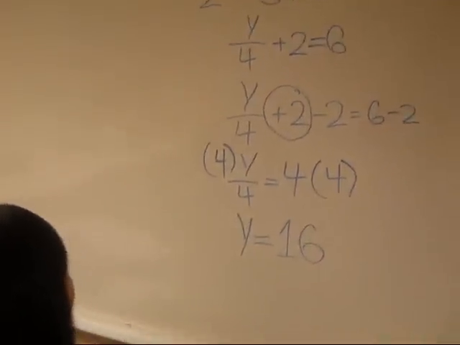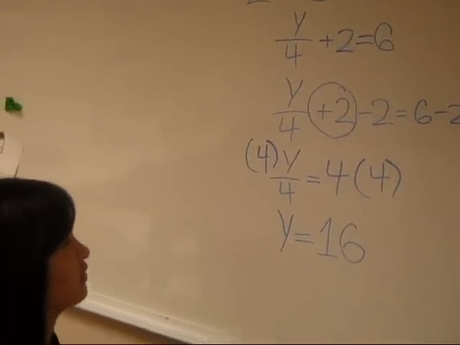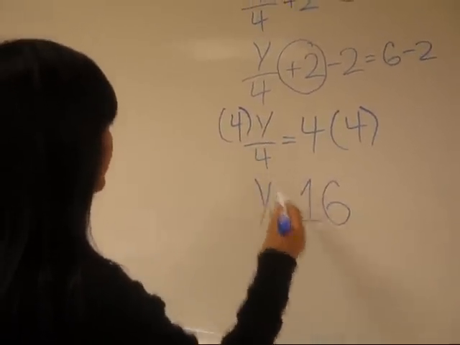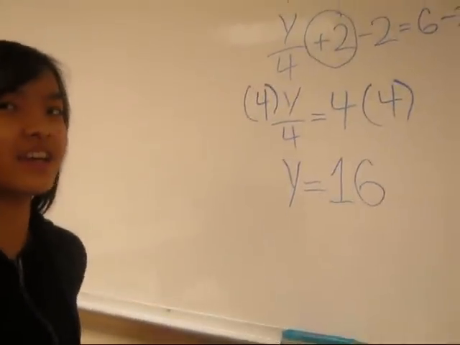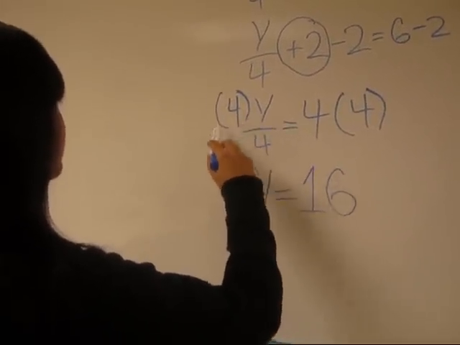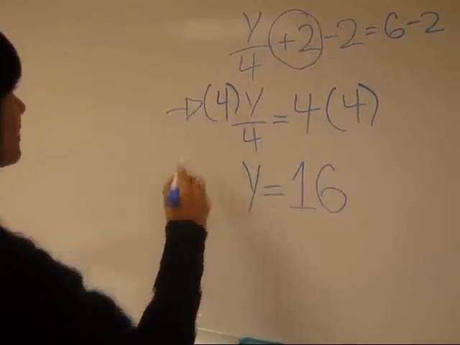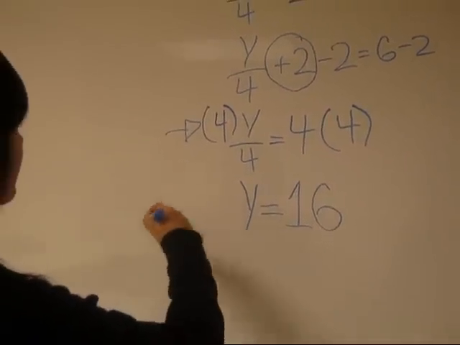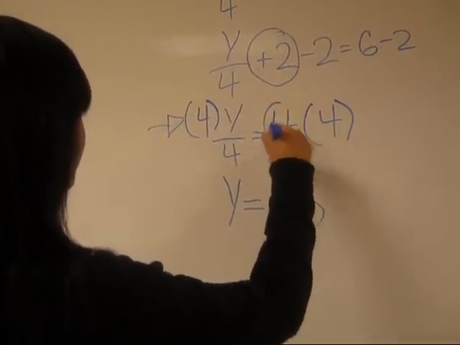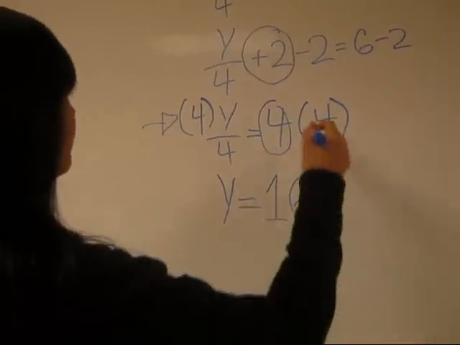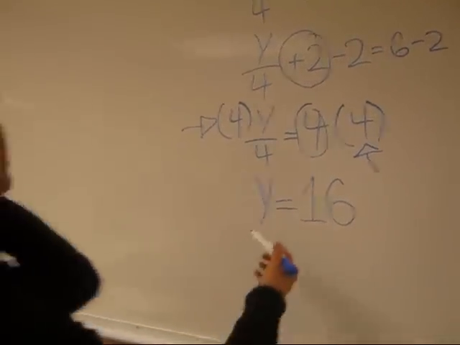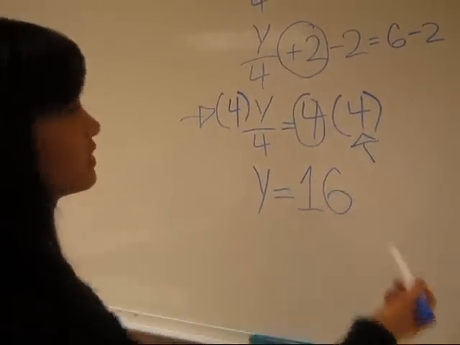The next thing we have to do is cancel out the coefficient, which in this case is dividing by 4. So the opposite of dividing is multiplying. So we have to multiply by 4 as well. And you can write that over here. So what you do to one side, you do to the other. So you have to multiply 4, our current answer, by 4. And then you have to simplify it, which gets you to y equals 16.